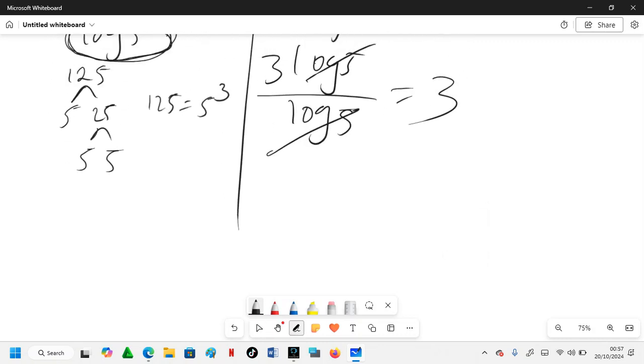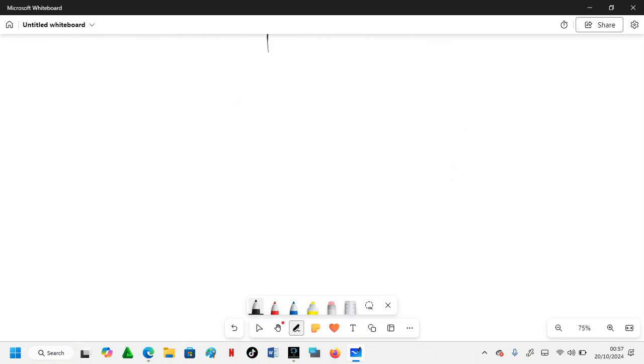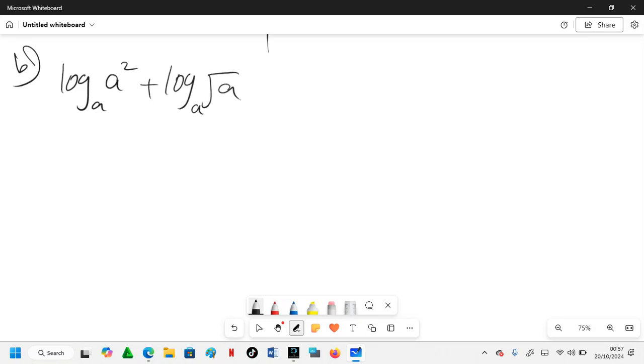Let us also solve this one. Let's call it b. Log to the base a of a squared plus log to the base a of root a. Now root a is just the same as a to power half. We've learned this in Form 1. If you have a problem with this, there is a topic that we have covered there. There's a video that I've made for indices. You can check it out so that you understand indices more. So the square root of a is just the same as a to power half.